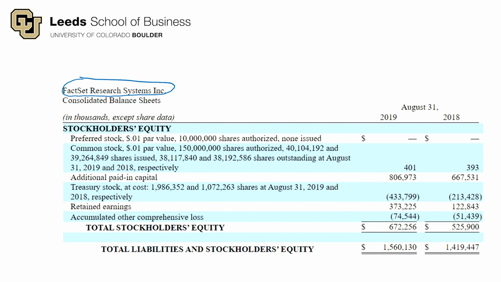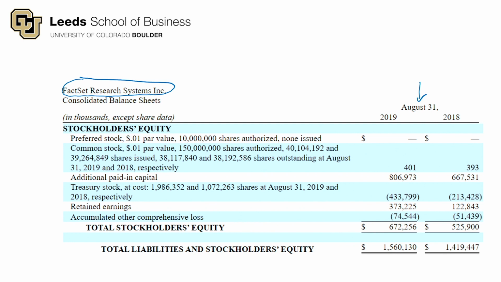And they're a public company. So they said, okay, this is a good business model. We're going to go public and we're going to raise equity capital from the public capital market. And we're going to track it primarily on our balance sheet in the section called stockholders equity. Okay, so this is on the balance sheet of FactSet in the stockholders equity section of that balance sheet. This is for the year ended August 31st, 2019 and 2018. And let's start at the top.